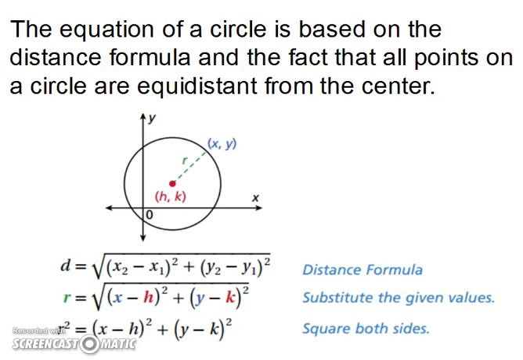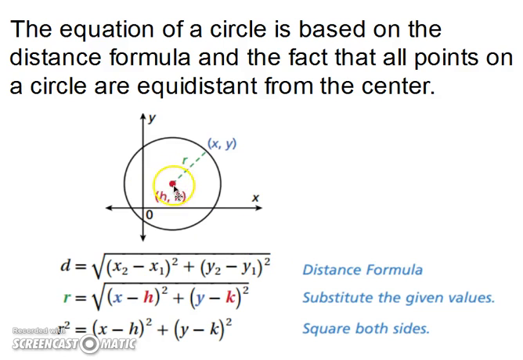The equation of a circle is based on the distance formula and the fact that all points on a circle are equidistant from the center. Basically, the radius of a circle doesn't change as long as you're still looking at the same circle or a circle that's congruent to it. Our distance formula equals the square root of the quantity x2 minus x1 squared plus the quantity y2 minus y1 squared. Let's just be a little bit more specific.